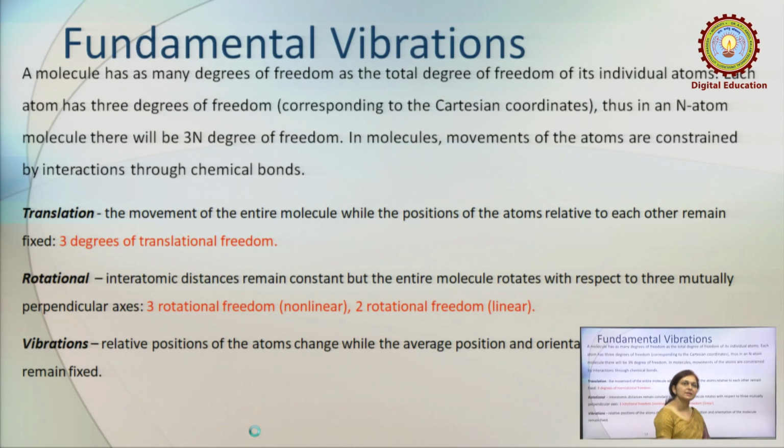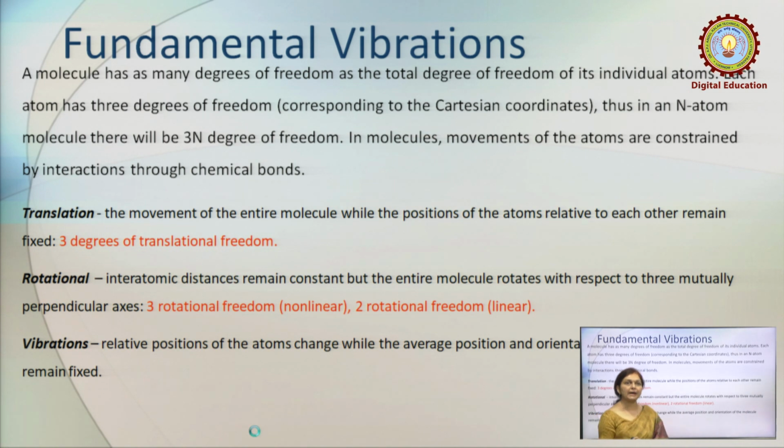Now, after studying molecular vibrations, we are going to discuss the fundamental vibrations. With the help of these fundamental vibrations, we are able to calculate how many bending or stretching vibrations are present in different molecules. Generally, all atoms or molecules have different degrees of freedom.